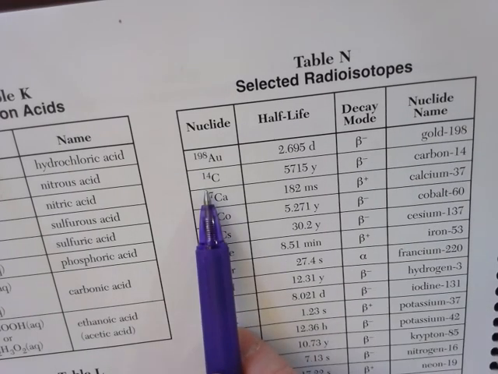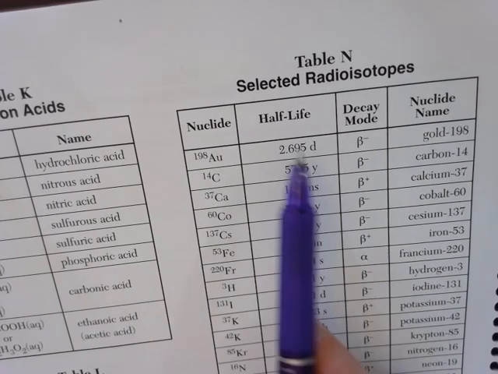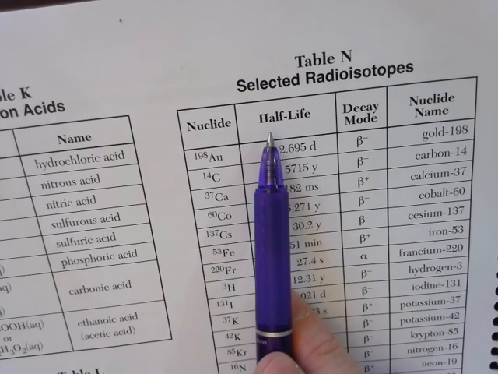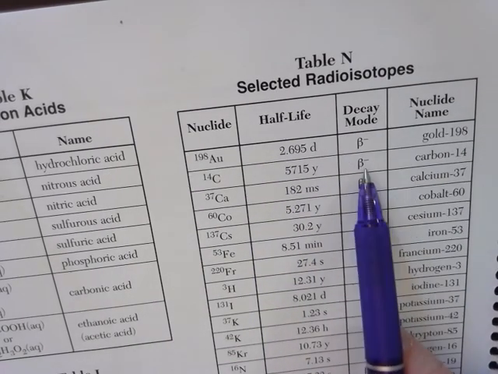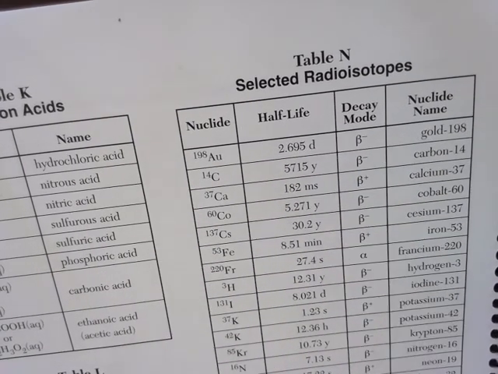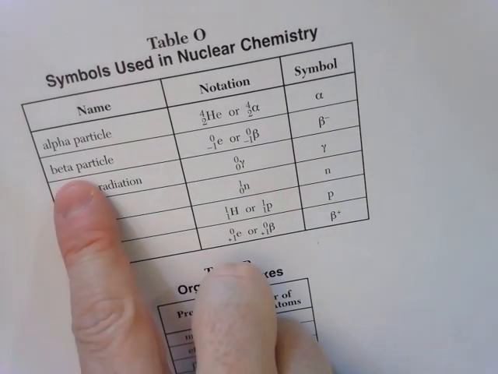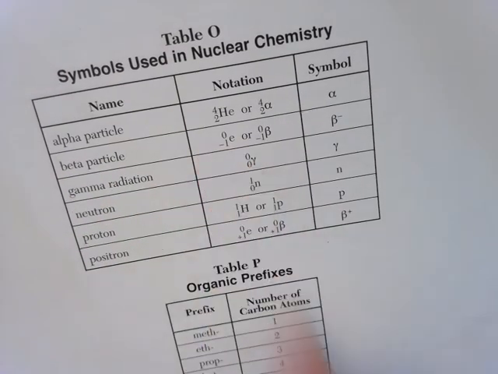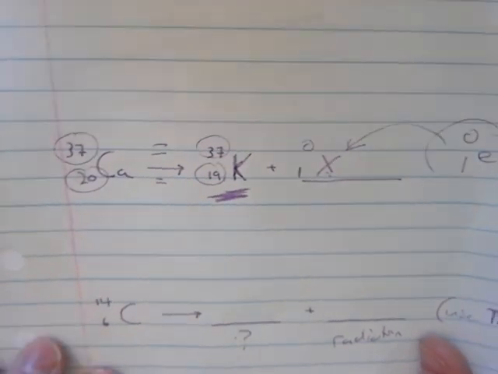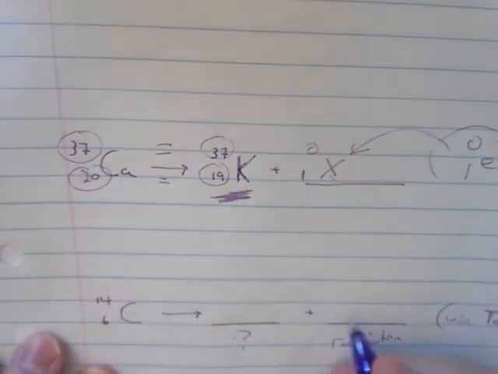It mentions things like its half-life, which we're not doing right now. Its decay mode, however, is this symbol here, a B-. Now, what exactly is a B-? Well, we can go back to table O and look that up. Oh yeah, that's right. That's a beta particle. That's a 0 over -1. So that means that the radiation here is a beta, 0 over -1.